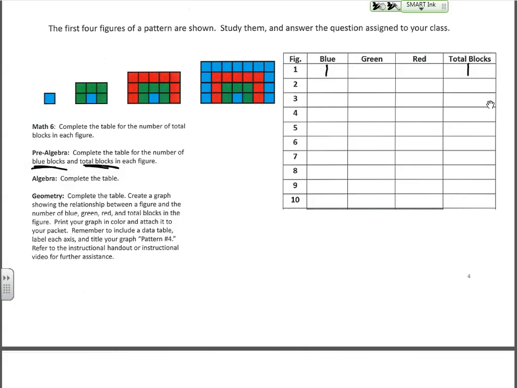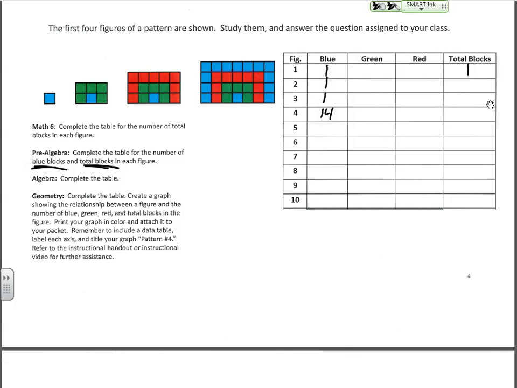Second figure, still 1 blue block. So again, we see here that not every color is being added every time. We actually don't increase the number of blue blocks until figure 4. And we go from 1 blue block to how many total? How many total, Annika? 14. We add 13, but including our original 1, we have a total of 14.